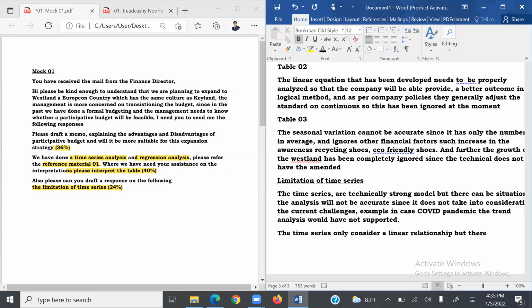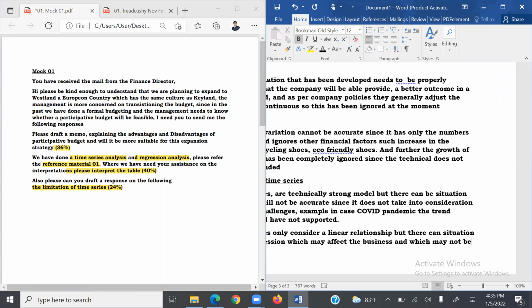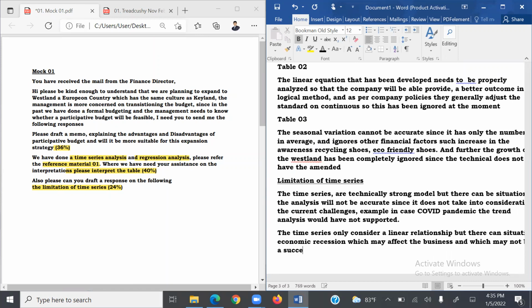There is nothing like that. But there can be situations of economic recessions. There can be situations of what, students? Economic recessions, which may affect the business. Are you getting what I'm saying, students? Which may affect the business, and which may not be a success for the company. Are you understanding the application of this very clearly, students?